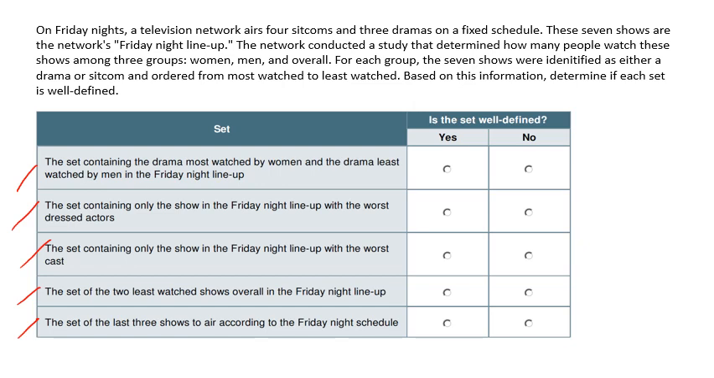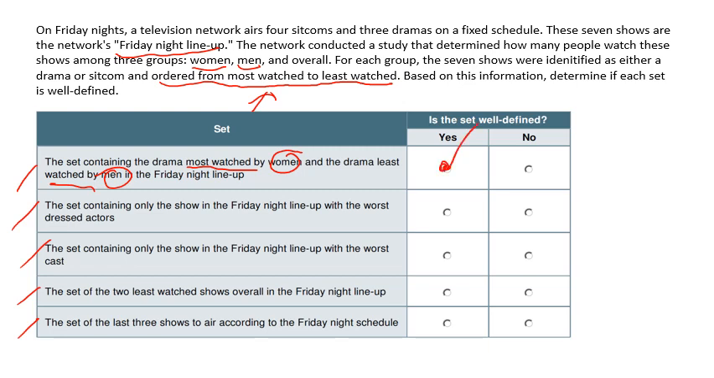Now, the set containing the drama most watched by women and the drama least watched by men in the Friday night lineup. We know we're working with a Friday night lineup. We also determined the sitcoms based upon 3 groups, men and women. So we divided up between men and women. And the 7 shows were identified as either a drama or a sitcom and ordered from most watched to least watched. So we can determine if it was a woman or a man. We also can determine whether or not it was most watched or least watched because we gathered that information. So this one is a set.